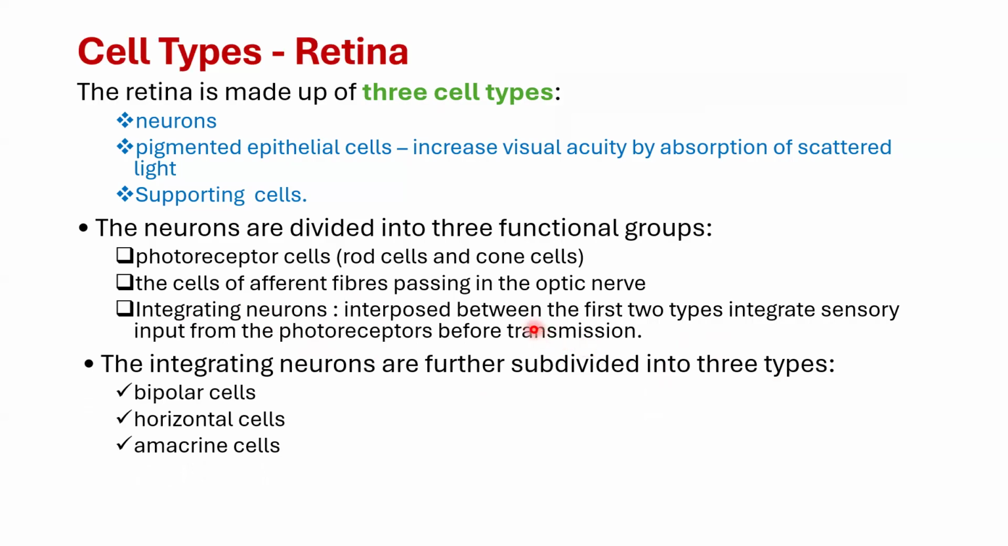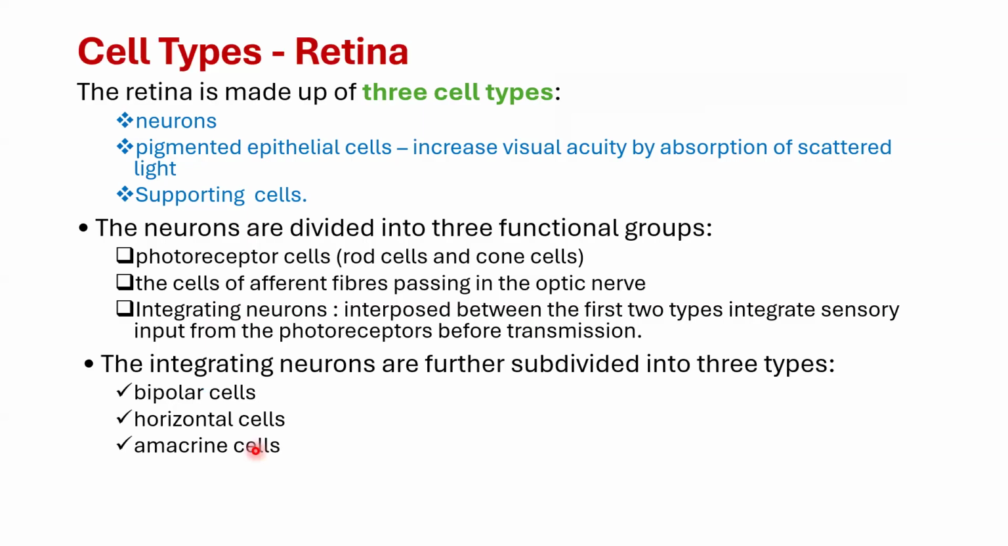These integrating neurons are further divided into 3 types. That's the reason why I said you have basically 3 cell types, which are the neurons, pigmented epithelial cells, and supporting cells. For the neurons, we have photoreceptor cells, integrating neurons, and the ganglion cells, which are the cells of afferent fibers passing in the optic nerve. And then these integrating neurons are further subdivided into bipolar cells, horizontal cells, and amacrine cells. We'll see them in a few minutes.